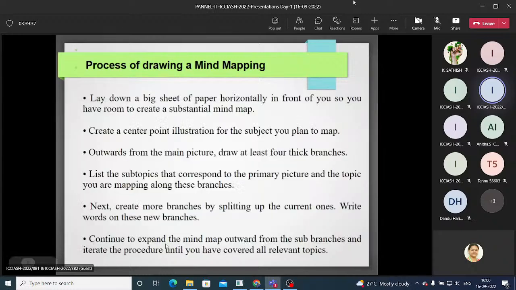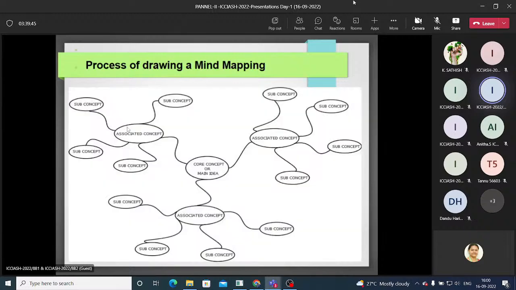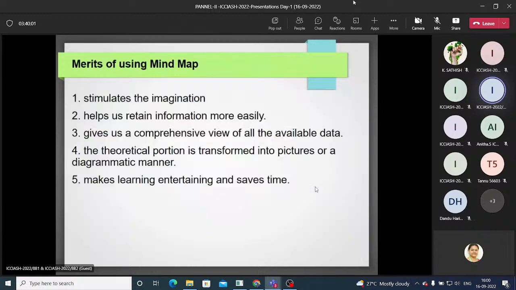To continue, expand the mind map outward from the sub branches and iterate the procedure until you have covered all the relevant topics. That means you can again go into the depth of each of these associated concepts and sub concepts as well. So according to your subject and topic, you can go into the depth, and it will create a huge mind map if all the topics are included, right?